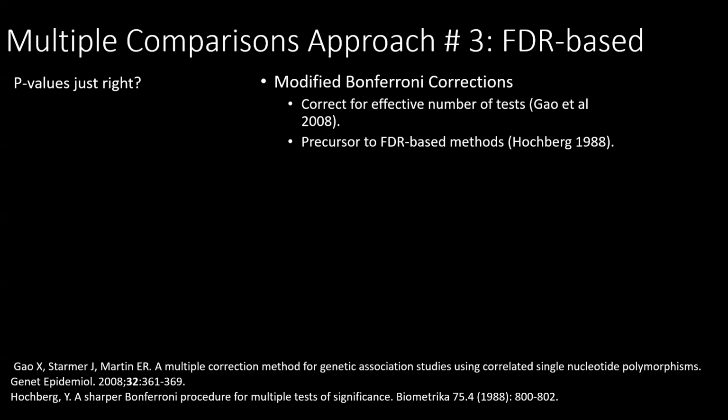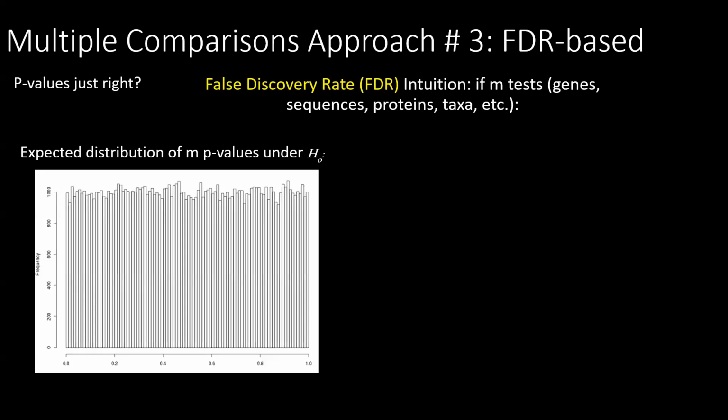One that does address this effective number of tests, so you don't have that silly left arm, right arm issue that we had in other precursors as well. So if you're reading the literature and you see someone using false discovery rate based methods, you may wonder what exactly that is if you're not familiar with it.